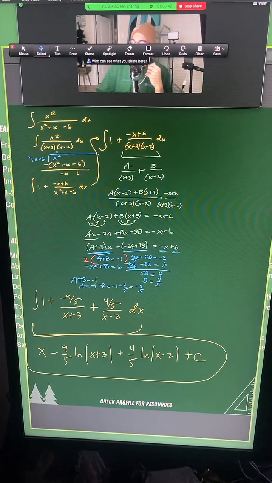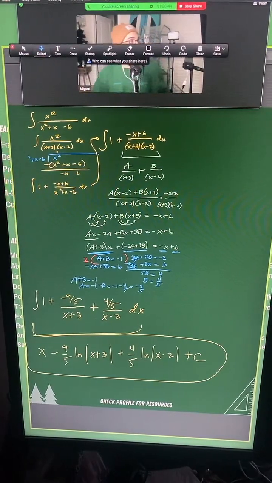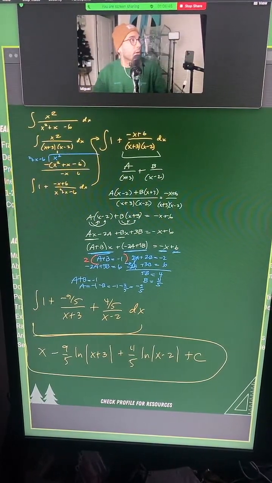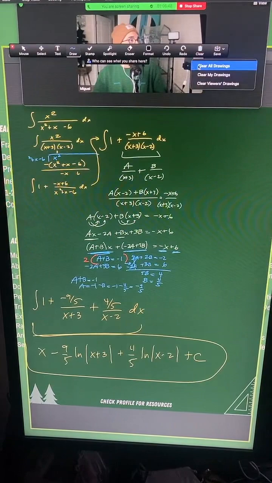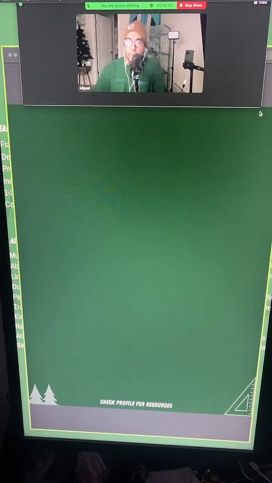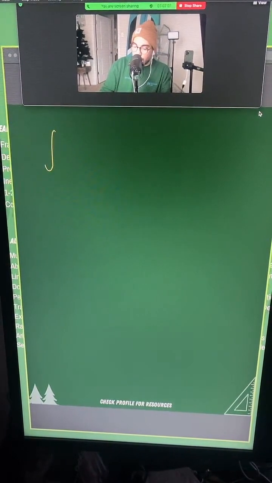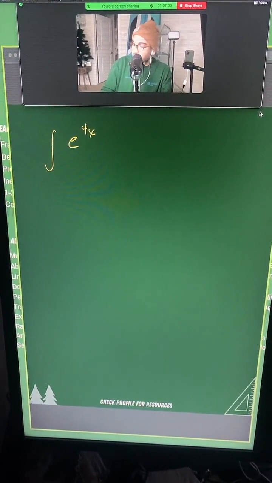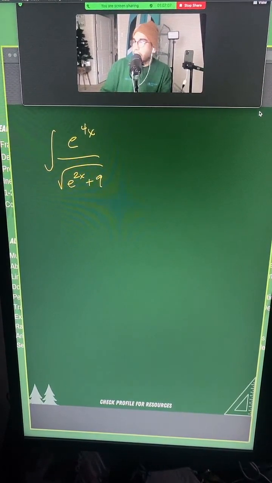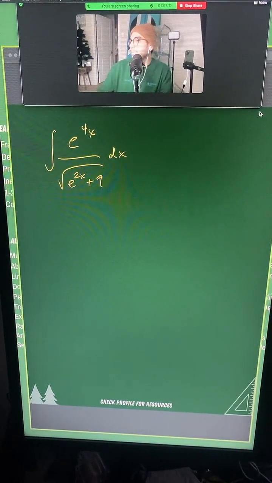All right, so I'm going to do one more problem, okay? Let me go ahead and erase this for us, okay? And then we're going to do one more problem that I had written in the very beginning, and I said that we were going to do after. Oh, I didn't get to the problem that Black Pen, Red Pen covered, but I'll do that next time. Okay, so this is the integral of e to the 4x over root e to the 2x plus 9, dx.